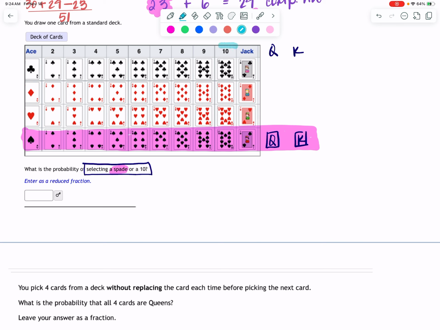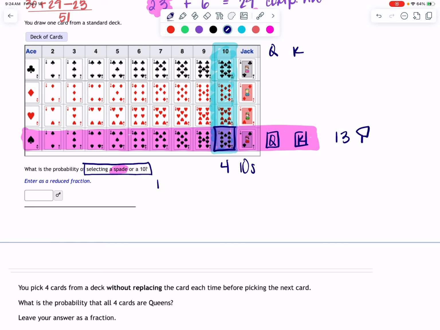Do you see it? I'm pretty sure I heard you say you saw it. Here's what we've got. We have 13 spades. That one's in a windstorm. And we have 4 10s. But this 10 right here, this 10 of spades got counted twice, so we have to subtract it.